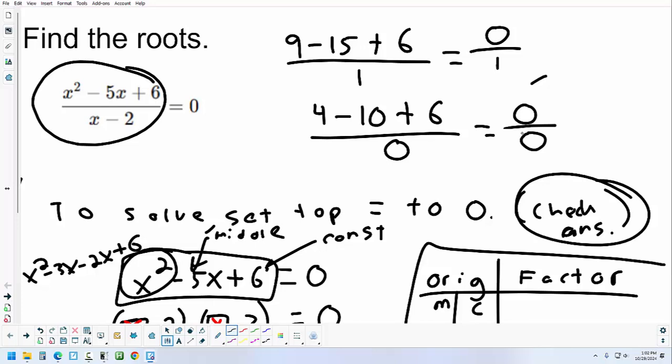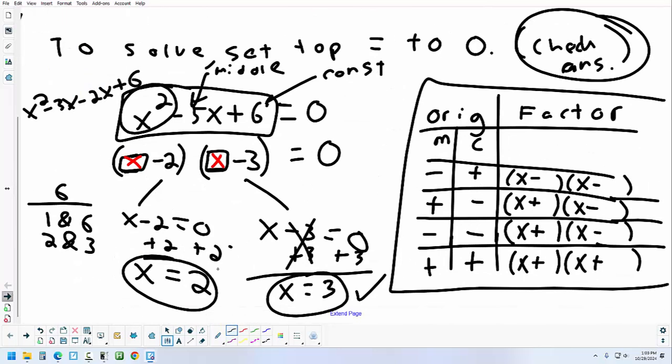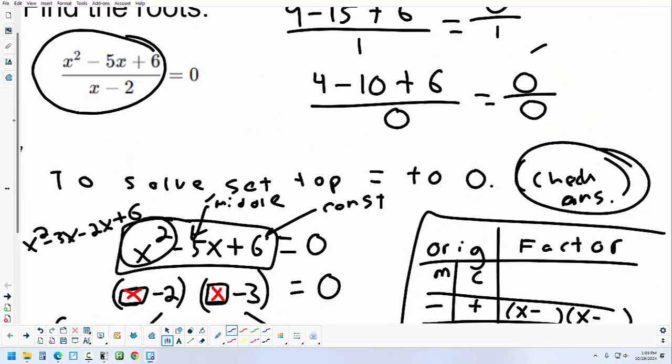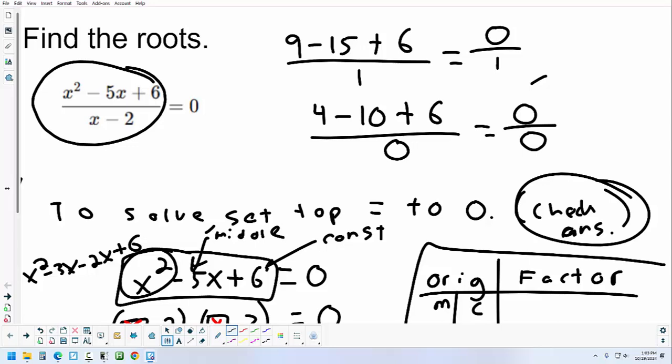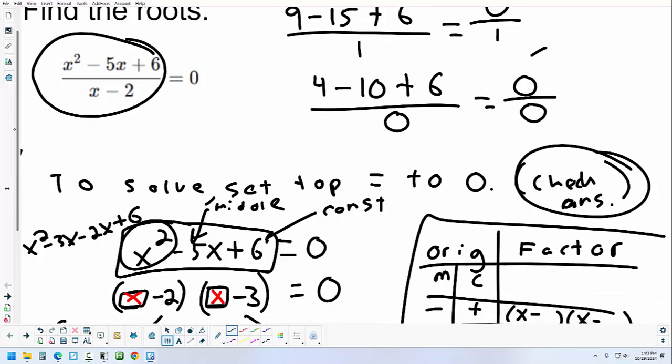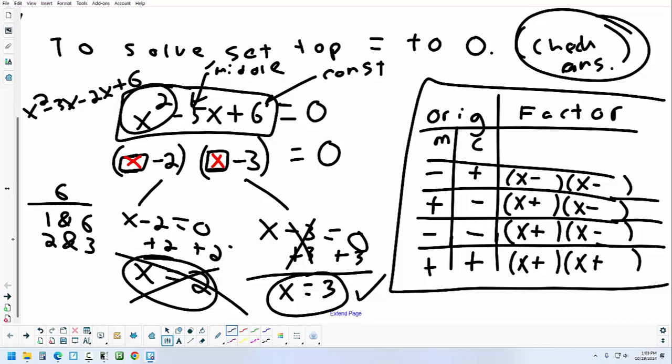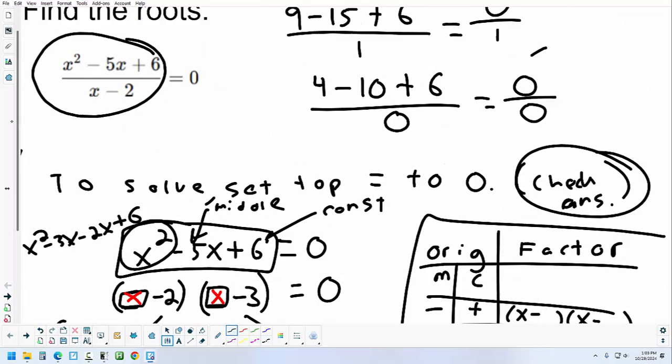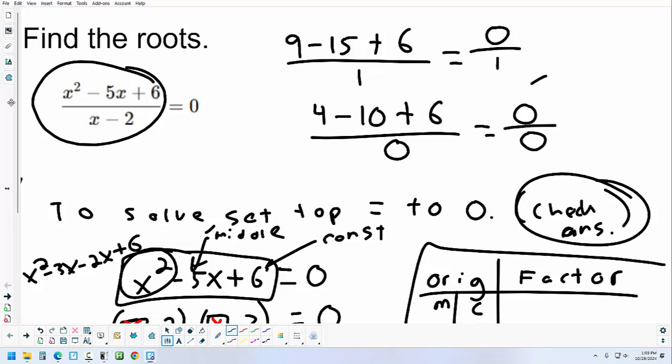We ended up with 0 over 0. What happens when you divide by 0? You can't divide by 0. So that means this answer doesn't work. We cross it out. Because if you plug the number 2 into the bottom, you get 0 in the bottom of a fraction, and you're never allowed to have that.